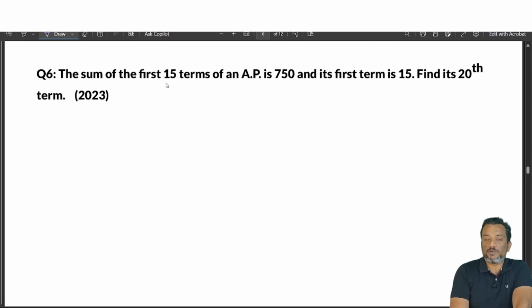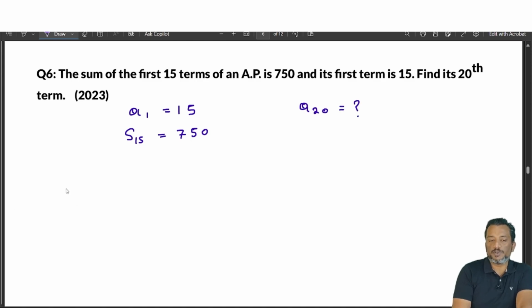The sum of the first 15 terms of an AP is 750 and the first term is 15. Find the 20th term. So it is a similar question. Here A1 is equal to 15, and the sum of the first 15 terms is equal to 750. We have to find its 20th term.